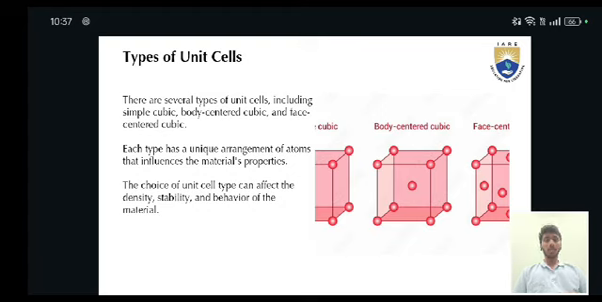Types of unit cells. There are several types of unit cells, including simple cubic, body centered cubic, and face centered cubic. Each type has a unique arrangement of atoms that influences the material's properties. The choice of unit cell can affect the density, stability, and behavior of the material.